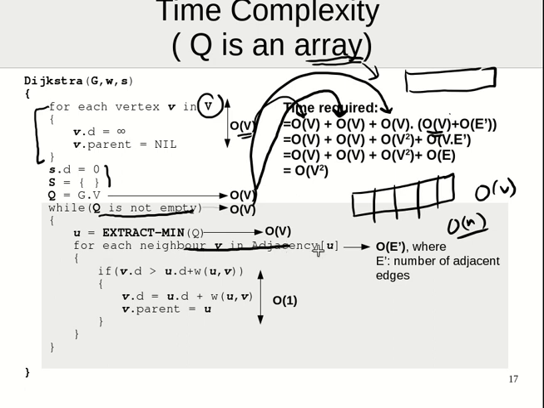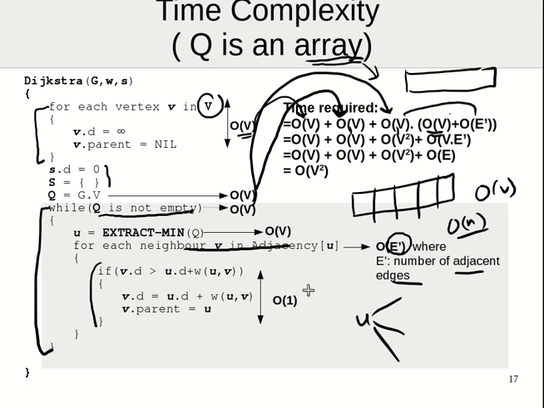This is the adjacency part. For all the outgoing edges from u to v, let's say there are e dash adjacent edges from u to v. So order of e dash, and each update is constant time, order of 1. So e dash into 1 is e dash. So order of V plus order of e dash, all into order of V, because this is inside a while loop. So order of V plus order of V into V is order of V square, plus order of V into e dash is order of V into e dash.